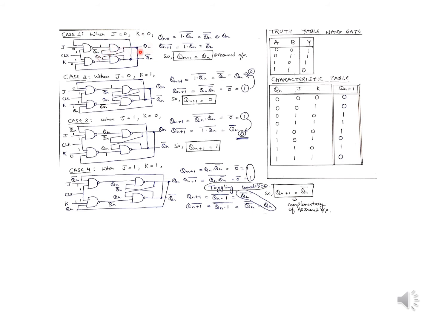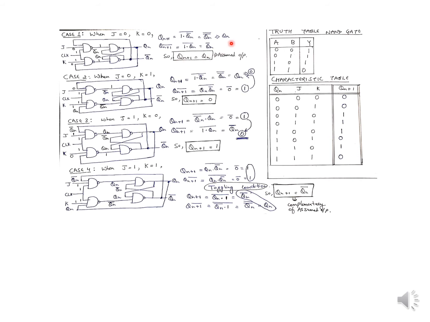So we have to find this Qn plus 1. Here I have written Qn plus 1 equals (1 into Qn bar) whole bar. 1 into Qn bar means it will be Qn bar, and this is the whole bar. If there is a double bar, they cancel each other, so we get the output Qn. By the same method we find Qn plus 1 bar, and we get Qn bar.